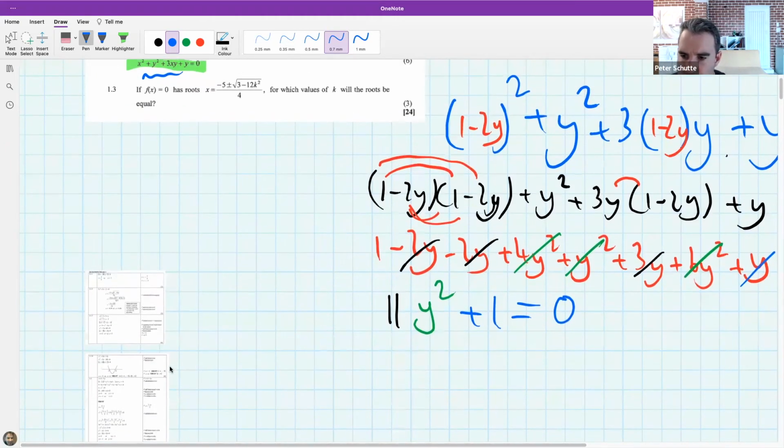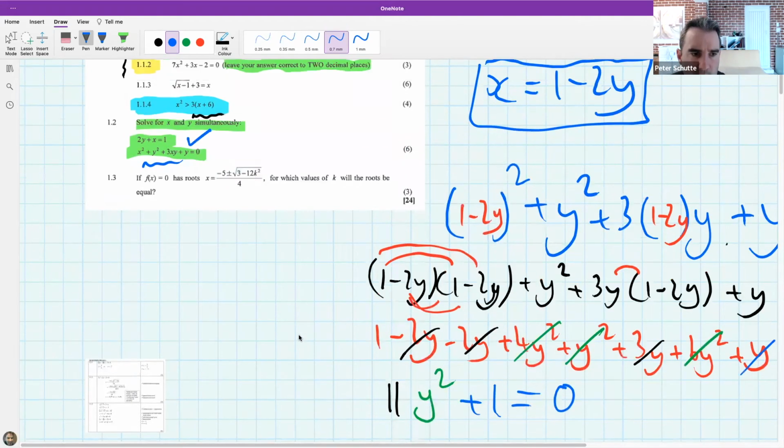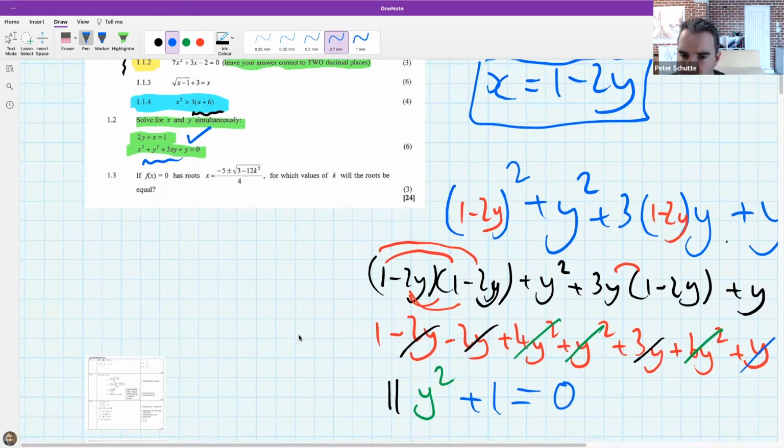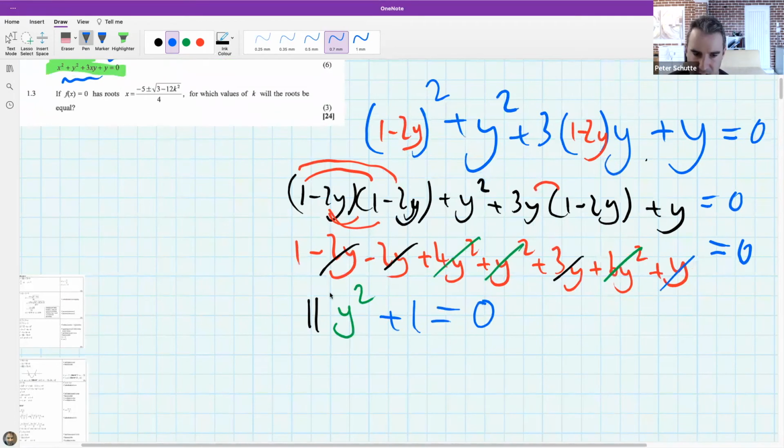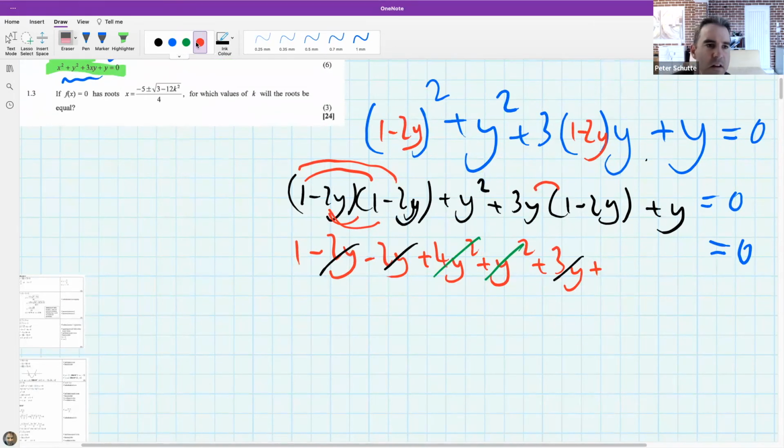Positive 1. 1 minus 2y, that's fine. Oh, there's my mistake. Look how easy it is to make a silly mistake. So this should be plus 3y, and this should be minus 6y squared. Plus y equals 0.